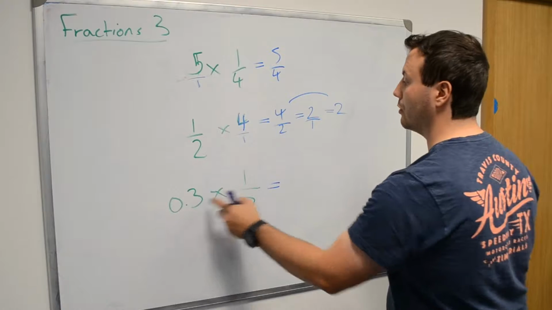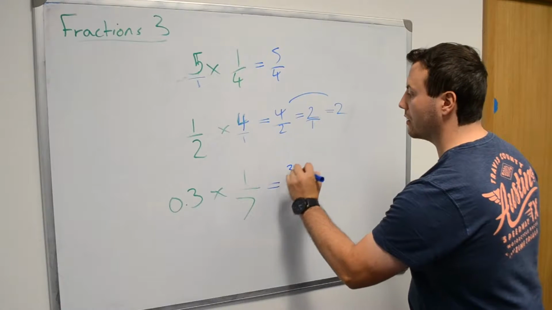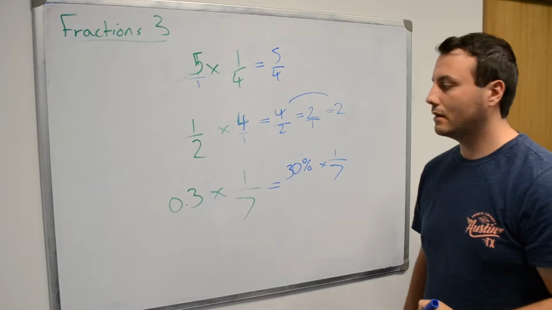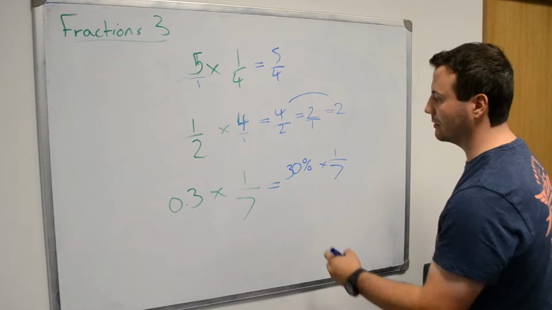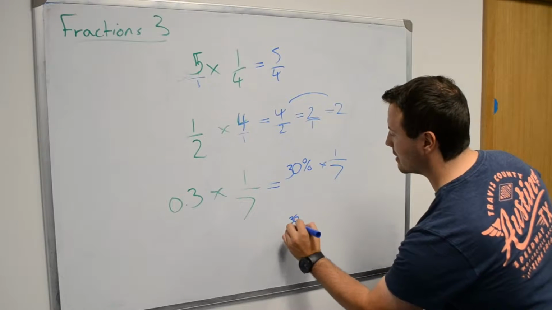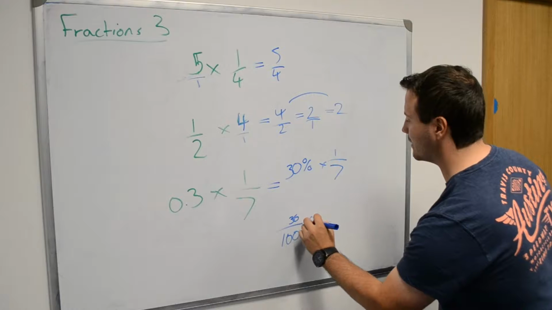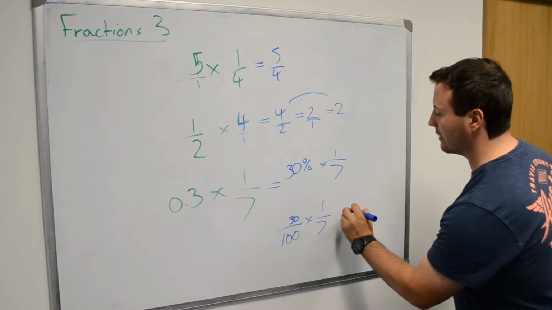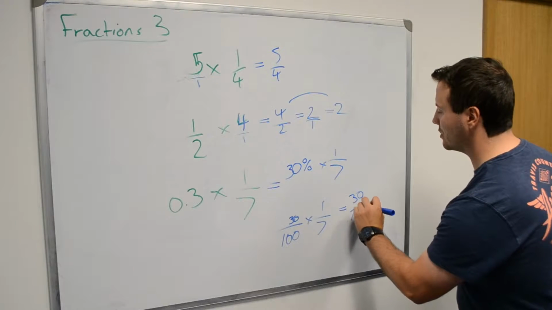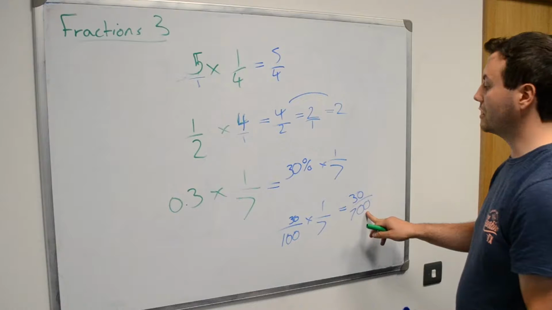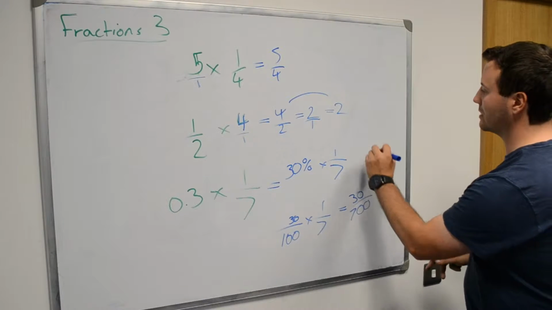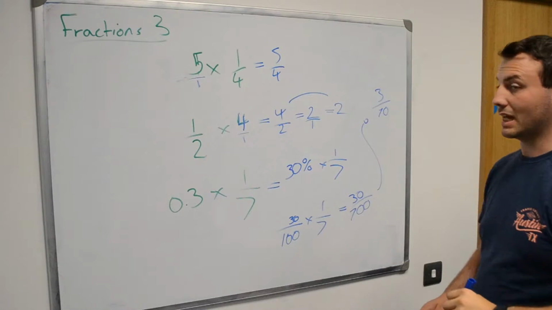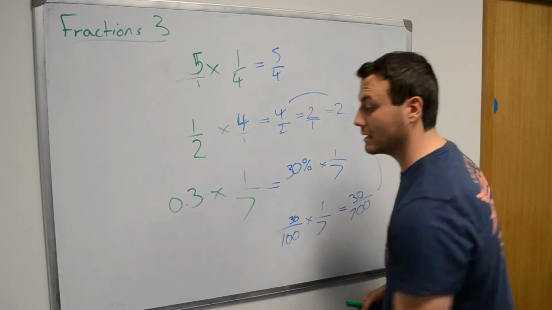We instead say that 0.3 is equal to 30%. So this is 30% times by 1/7. And then we convert the 30% into a fraction. So 30% is 30 over 100 times by 1/7. Multiplying these two together gives us 30 over 700. 30 over 700, we can divide both by 10 to give us 3 over 70, which is the answer for that question. So let's practice some more.